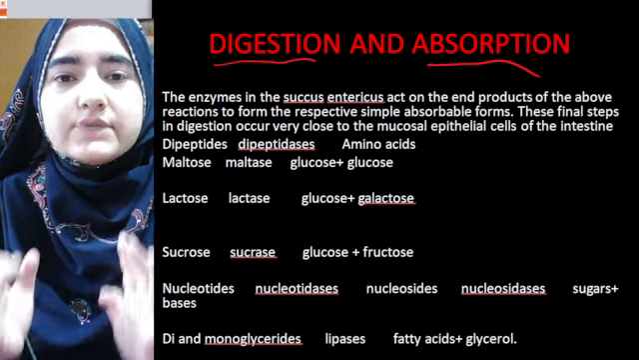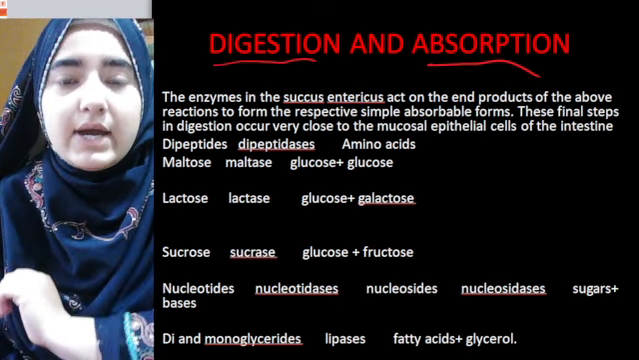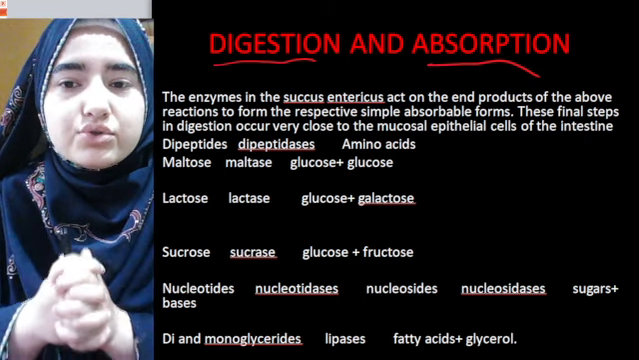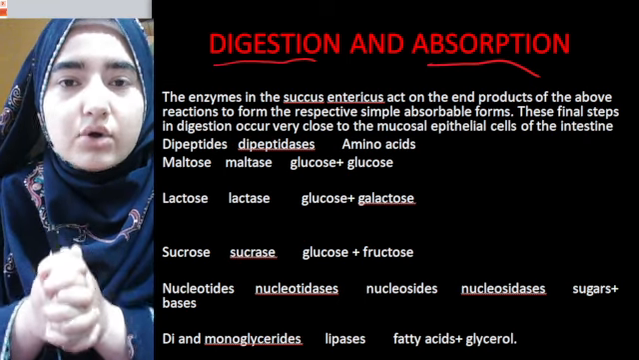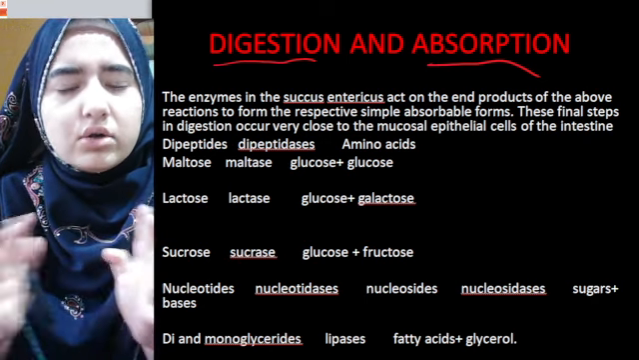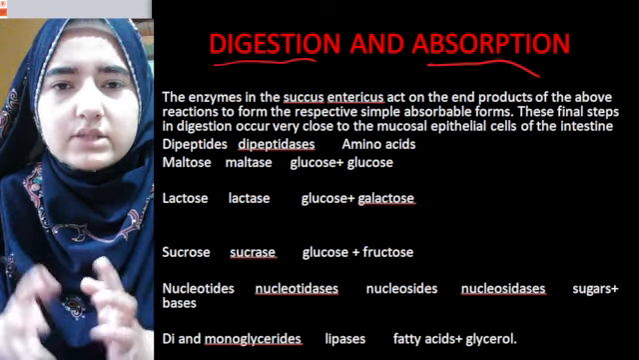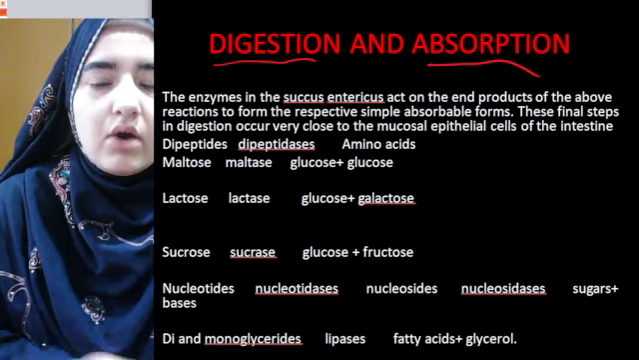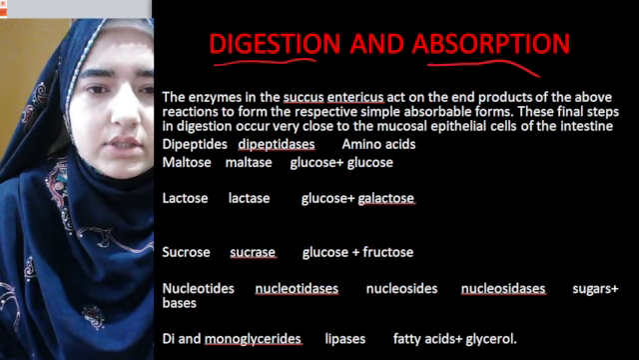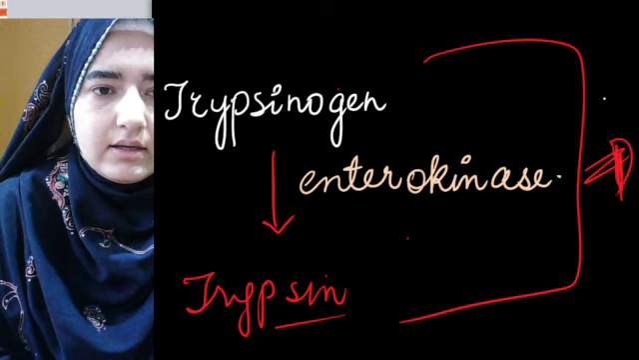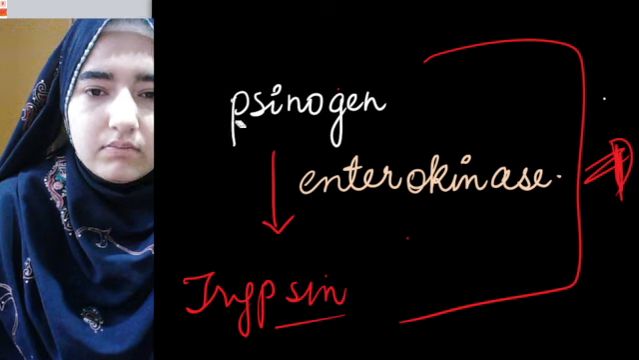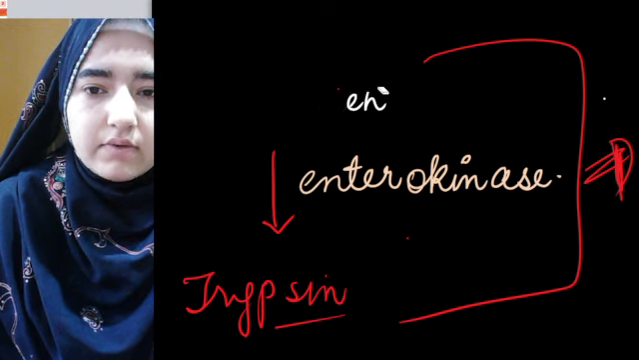That's why these final steps in digestion took place very close to the mucosal epithelial cells of the intestine, since mucosa is the innermost layer of the intestine, or not only intestine, of all the parts of the alimentary canal. Okay, I hope this concept is clear. Let me erase it. Please remember this reaction, as it's very, very important.